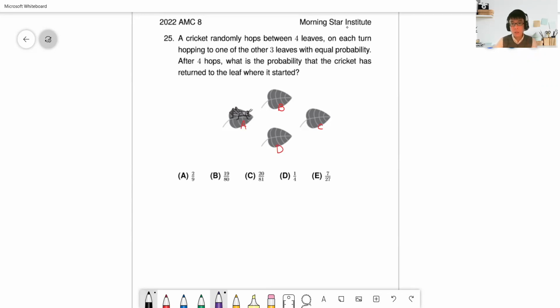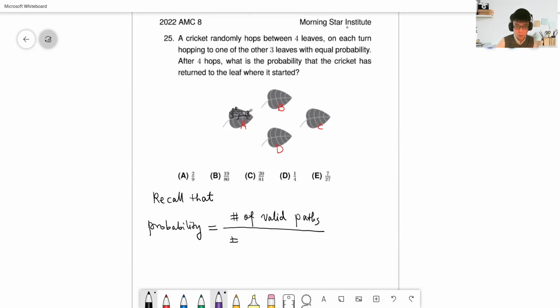Now we first recall the definition of probability. The probability is a quotient of 2 numbers. On the numerator, that corresponds to the number of valid paths over the number of all paths. The valid paths sometimes are also called favorable paths.